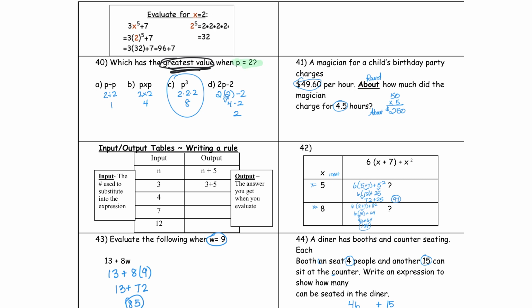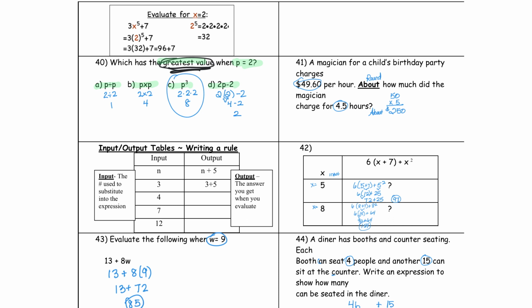You have 4 choices, and what you want to do is substitute the value of P, which is 2, into each of the different expressions to see which one, in this case, has the greatest value. When you go ahead and do that, you will see that P to the third, which is 2 to the third, which is 2 times 2 times 2, is 8, and that will answer the question to number 40.